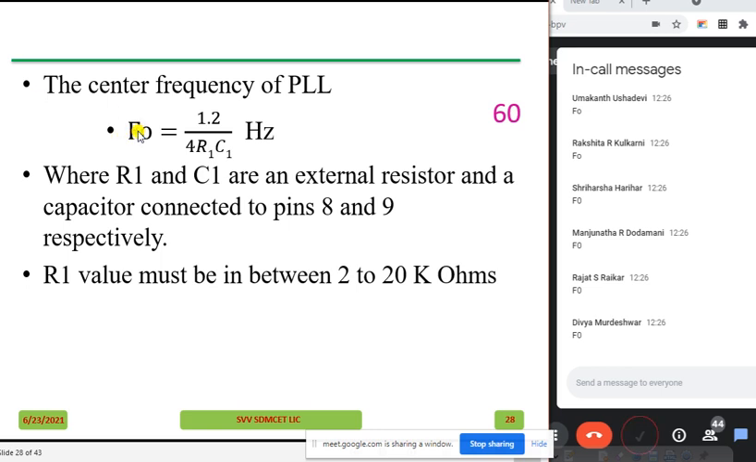Anyway, if time permits, these are the equations. How will I get the F0 equation? F0 is given by 1.2 / (4 R1 C1) Hertz. Based on the R1 and C1 values, we will get F0. So you can choose a particular F0 so that you get the center frequency.